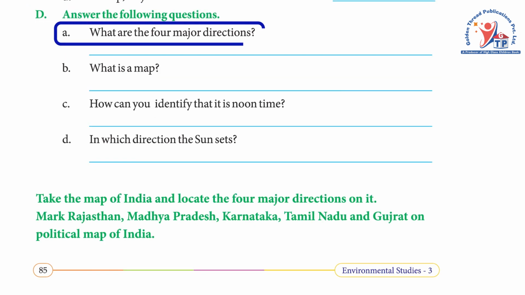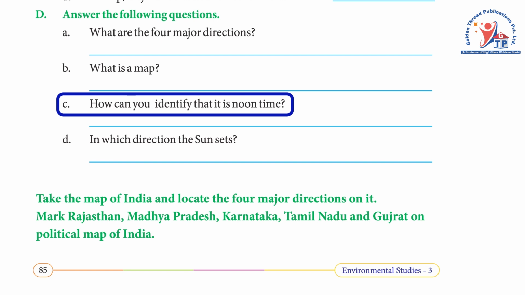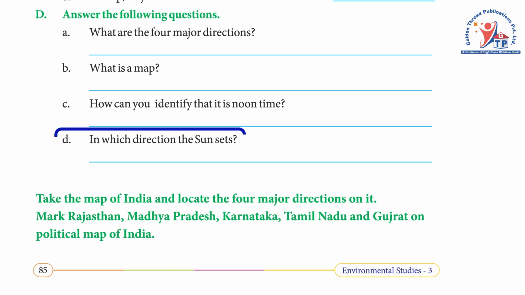D. Answer the following questions. A. What are the four major directions? Answer: east, west, north and south. B. What is a map? Answer: a map is a representation or drawing of the earth's surface or a part of its area drawn on a flat surface. C. How can you identify that it is noon time? Answer: when the sun appears high in the sky. D. In which direction does the sun set?